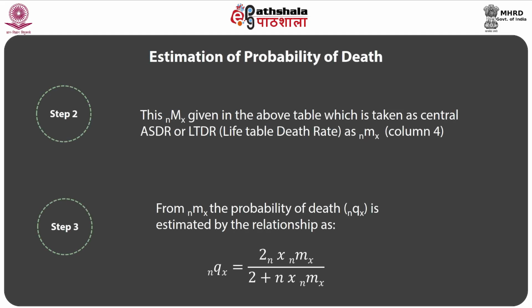Step number 2 and 3, estimation of probability of death. Step 2, this nMx given in the above table is taken as central age specific death rate or life table death rate, LTDR, as small nmx, column number 4. Step 3, from nmx the probability of death nqx is estimated. The relationship is nqx equals 2 times n multiplied by nmx divided by 2 plus n into nmx.